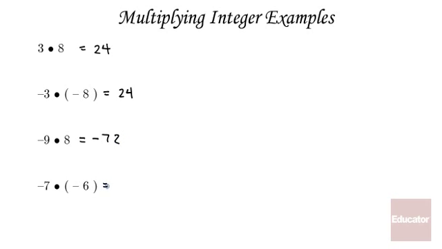In this last example, I'm multiplying 2 numbers with the same sign. So negative times a negative is going to give me a positive value. 7 times 6 is 42.